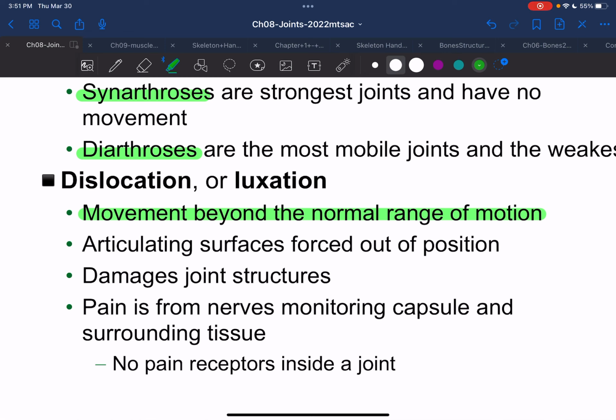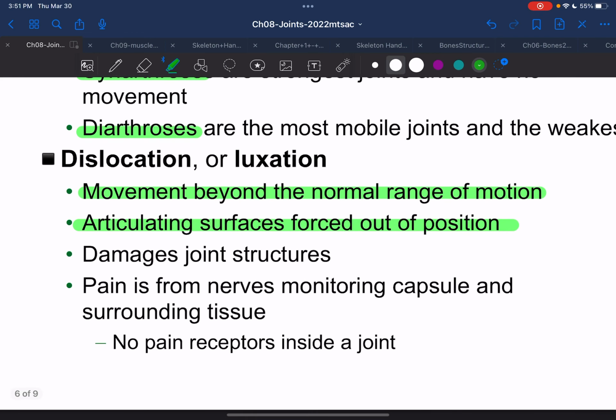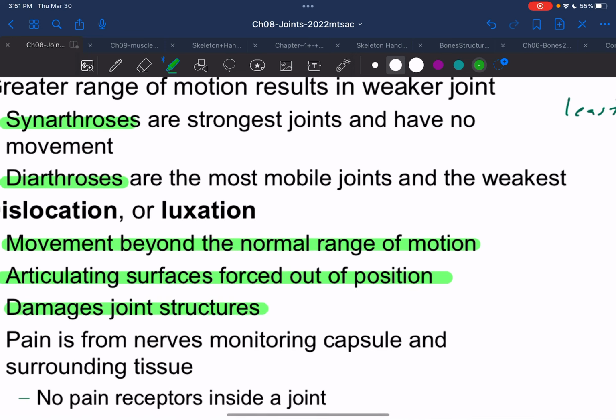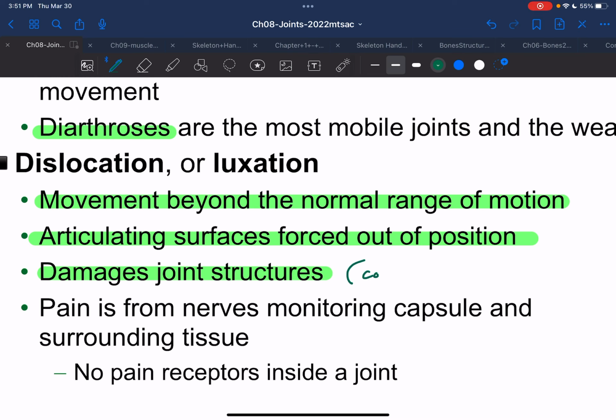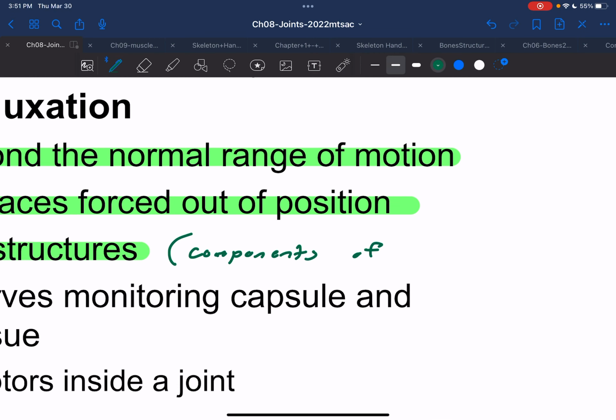And even the rest of it is very easy to understand. If we know what the word articulating surface means, it means where the bone surfaces meet together, and so they're forced out of position. This is caused by damage of joint structures. Some heavy body lifters can put too much downward compression, and that synovial fluid will put pressure and explode the capsule outwards, or it'll just rip one ligament, which isn't enough to rip the whole capsule. And so the joint structures we're talking about here are the components of synovial joints.